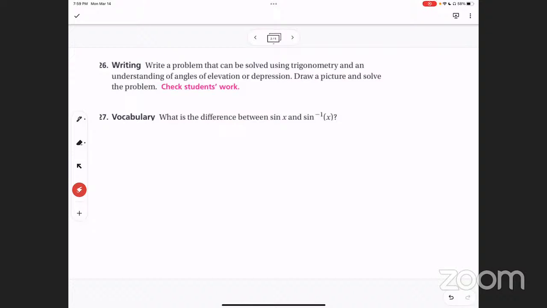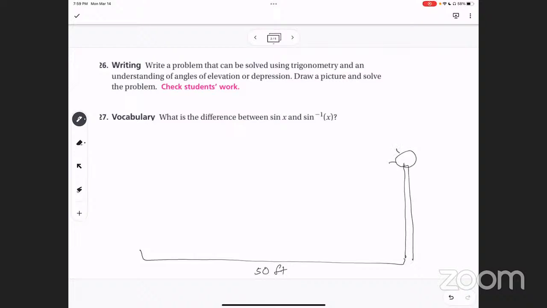Okay, let's do it like this. I'm going to draw the picture and you can write the problem out, or you can explain the problem. So the picture is you're 50 feet away from a light pole. Let's make it really tricky, and let's say you're pretty tall. You're 6 feet tall.